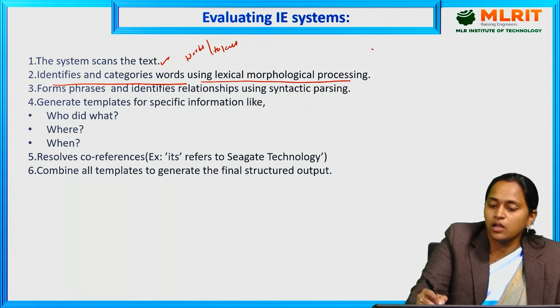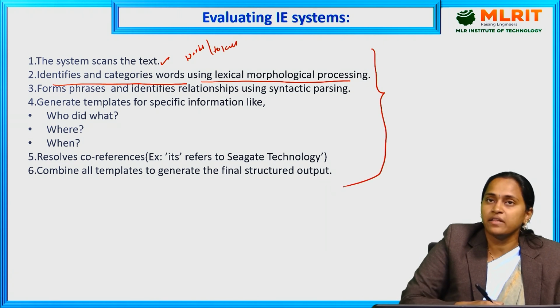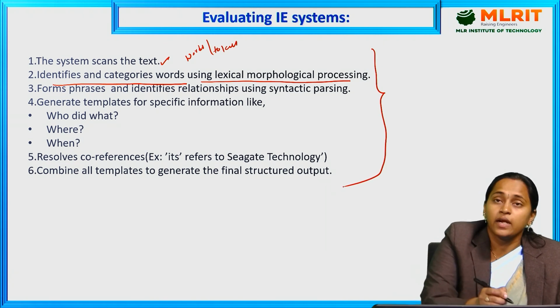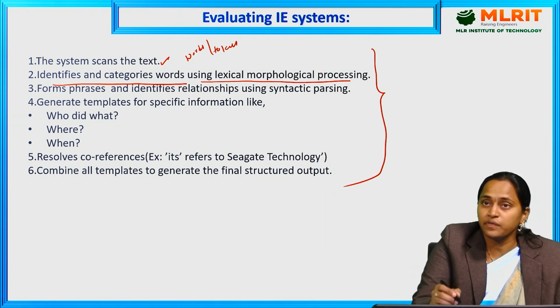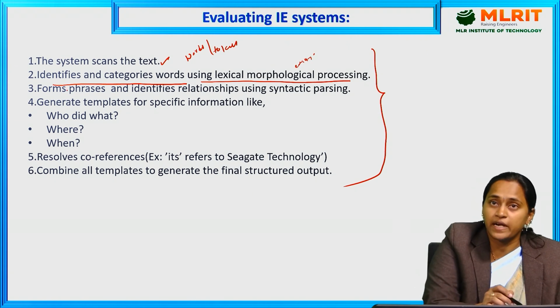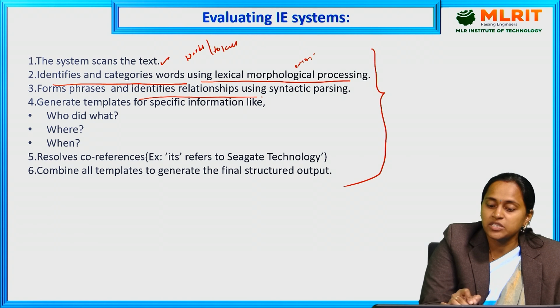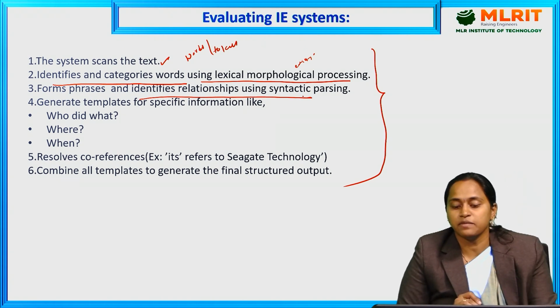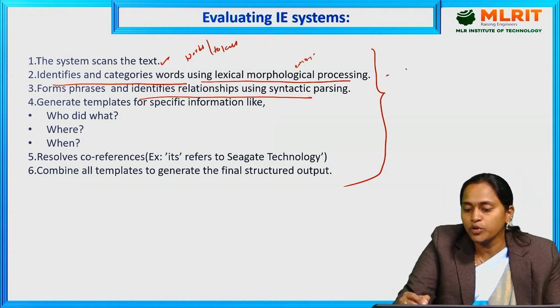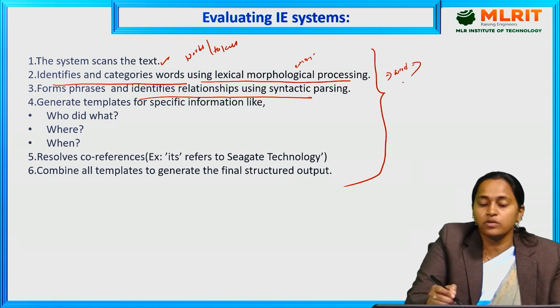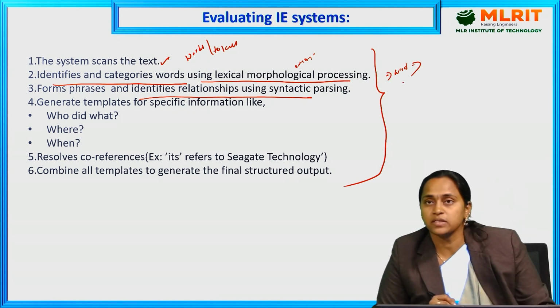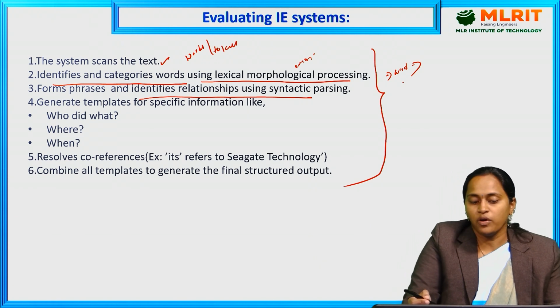We are merging all the components for evaluating the information extraction system. Here, identify the categories means we have to identify the entities, that means phrases. After finding the phrases, identify the relationships using syntactic parsing. That means we have to find the word-to-word relationships using syntactic parsing.